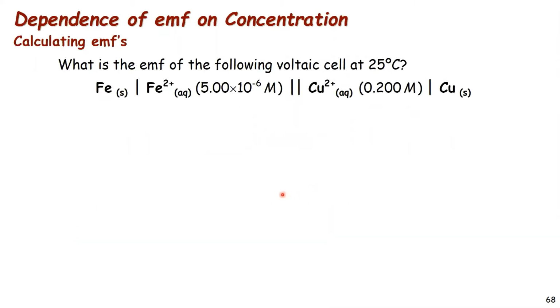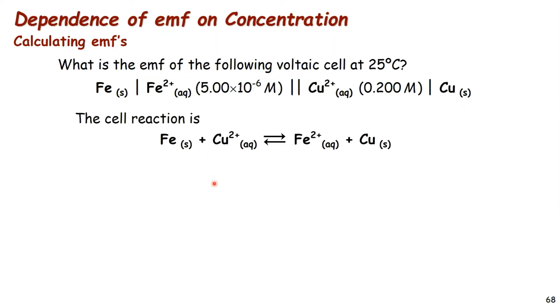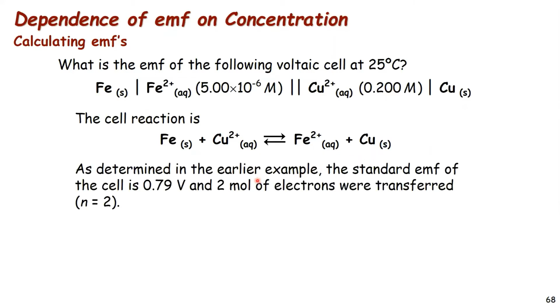So let's look at an example. What is the EMF of the following voltaic cell at 25 degrees Celsius? Okay, so there's our shorthand form. Again, we know the balanced chemical reaction. This is our anode, so it's going to be the iron being oxidized to iron 2+, and it's going to be the copper 2+ being reduced to the copper at our cathode. Again, we've already noted from earlier examples that the standard cell potential for this system is 0.79 volts, and the moles of electrons transferred are 2.